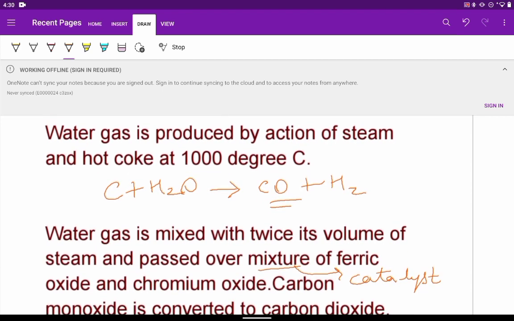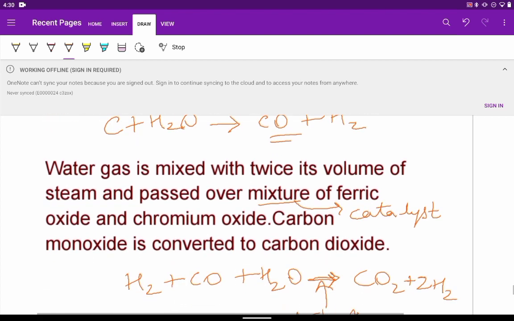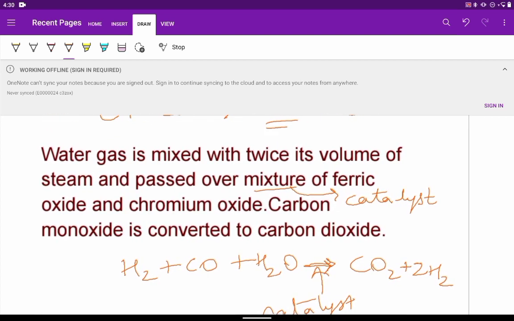Now this water gas is mixed with steam again. The volume of the steam should be twice the volume of the water gas. And it is passed over a catalyst. Catalyst is the mixture of ferric oxide and chromium oxide. So here what will happen? Carbon monoxide will get converted to carbon dioxide in the presence of the mixture of ferric oxide and chromium oxide, and hydrogen gas is liberated.